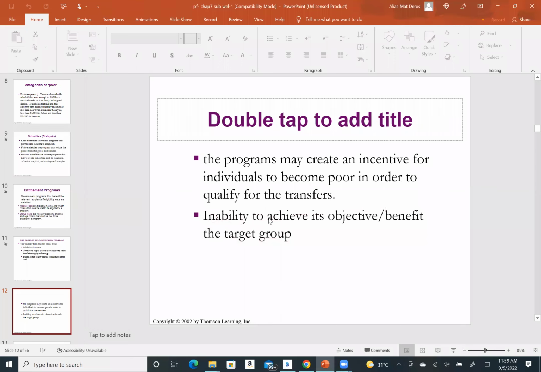Number two is the one that I was talking about. Our failure to achieve the objective of the subsidy, which is what? Which is the target group. So that is another side effect. Okay, side effect. The side effect of the subsidy. All right. This is real, because people will behave that way.